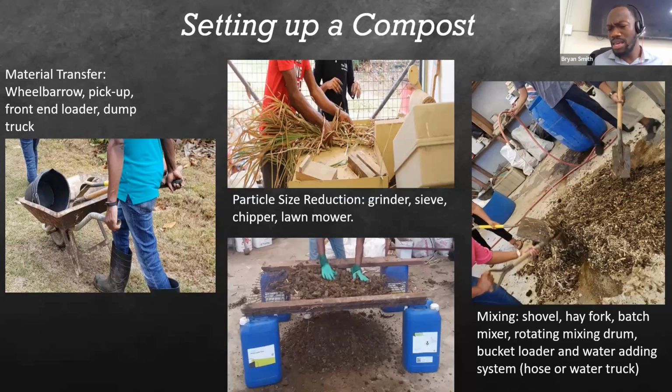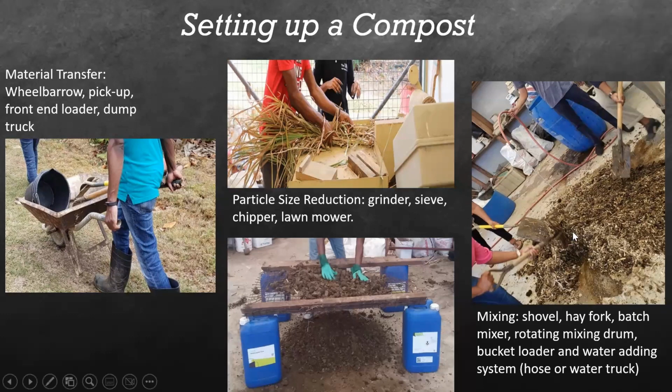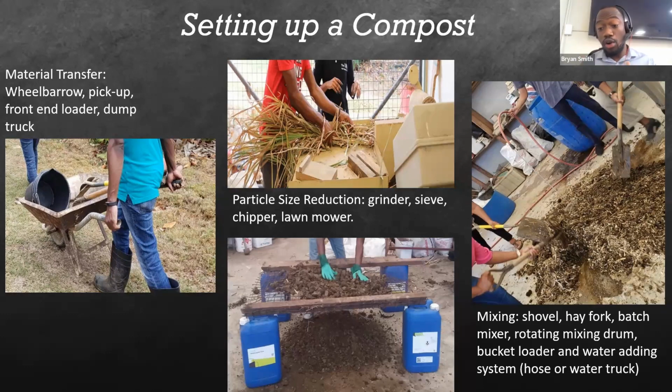And then the last major thing that I want to cover in setting up your compost is the mixing process. And we start very simple with a shovel in terms of our manual activities. A hay fork sometimes to turn the mixture, right? A batch mixer that probably rotates automatically, or a rotating mixing drum, or a bucket loader, which is basically a tractor with the front end loader that is mixing.